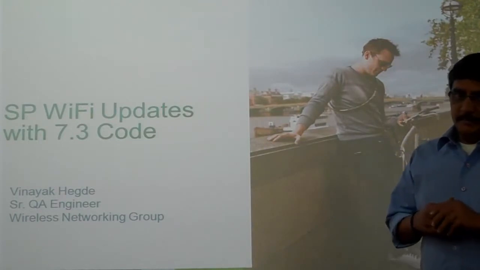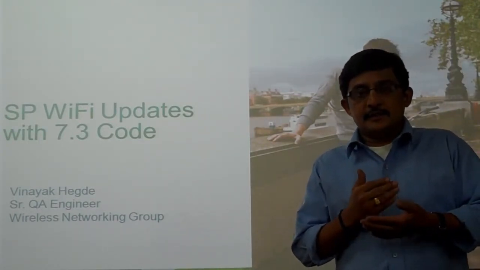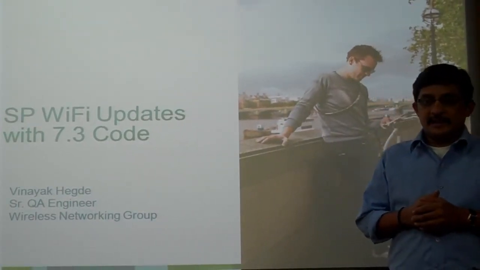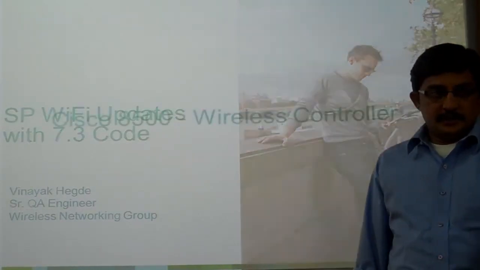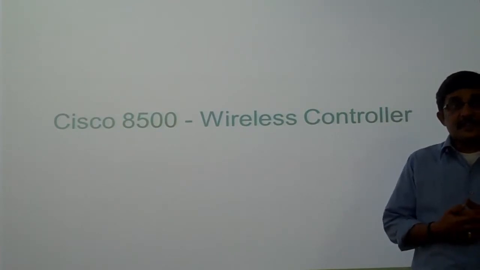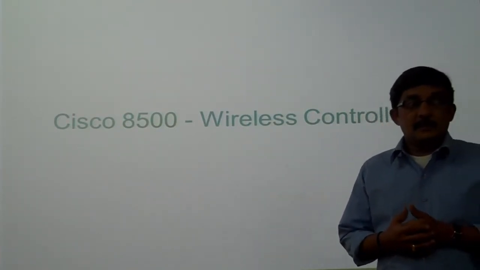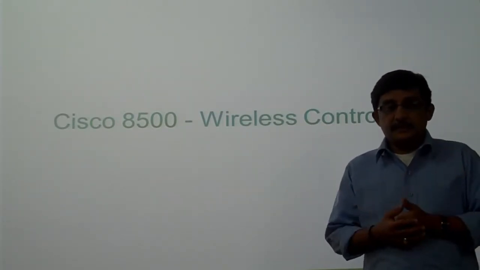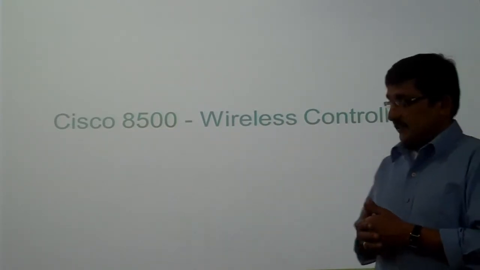Today we are going to talk about some of the SP Wi-Fi features that we introduced, including new hardware in software release 7.3. Let's go and take a look one by one. What are those? First and foremost, a major scaled controller from the wireless side. We introduced a new controller hardware appliance named the Cisco 8500 series wireless LAN controller.